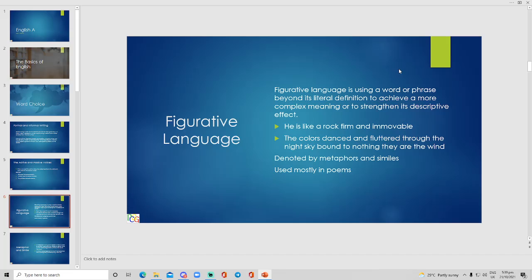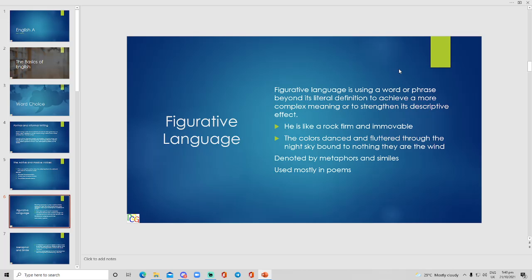Why this is figurative language is because he, being the person, cannot be a rock. We are humans, so we can't say we're like a rock, firm and immovable, because many things could move us, but we're making a comparison between a person and a rock, or making it seem as though a person is like a rock, right? This is figurative language. We don't mean it literally, but we mean it to add to descriptive effect. And you'll really find that these are used in poems. Figurative language is mostly used in poems and English lit. That's where you'll find a lot more figurative language.